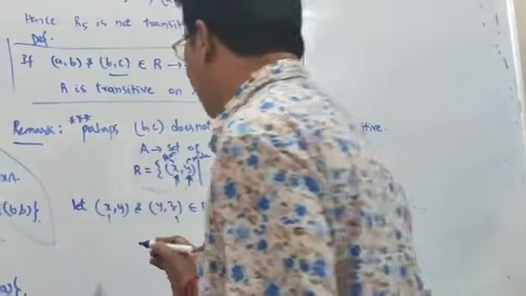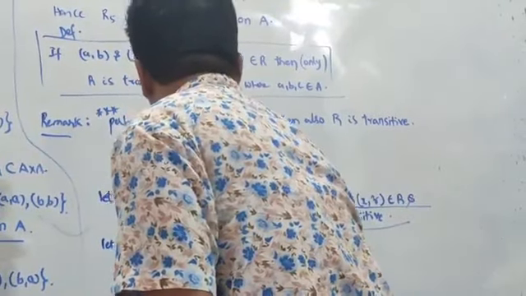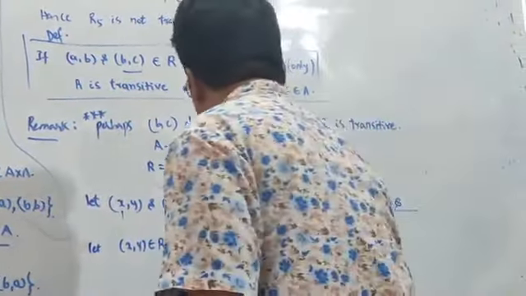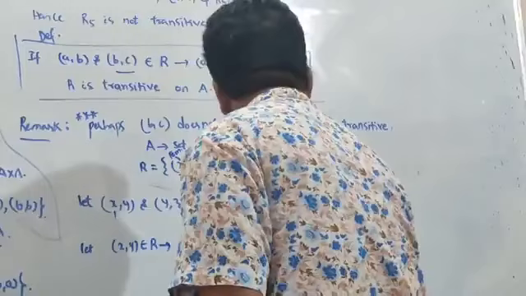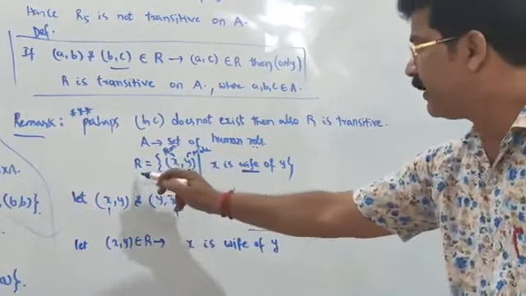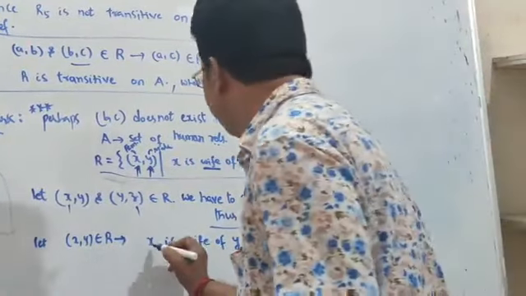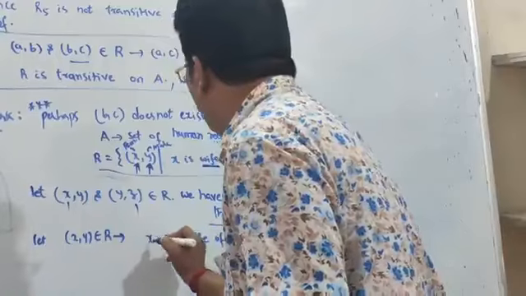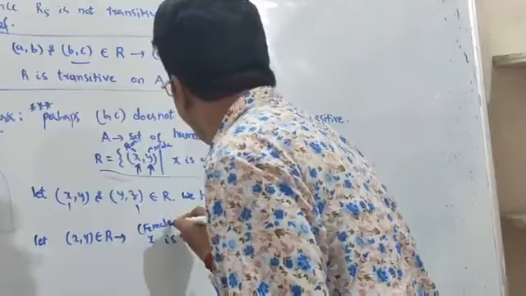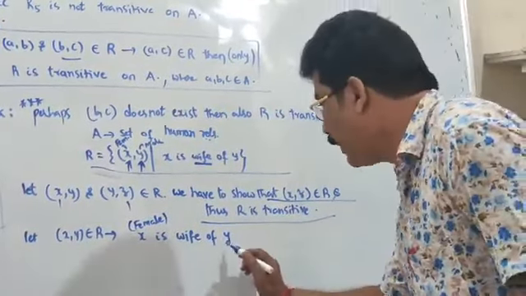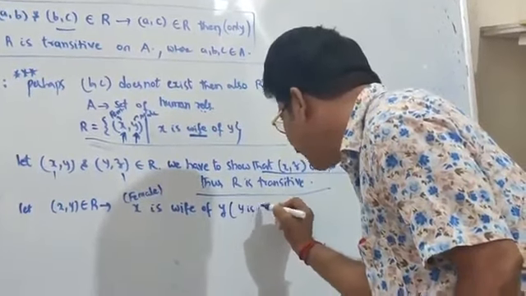One minute. So let X comma Y belong to capital R. What does it mean? According to the given condition, X is wife of Y. X is wife of Y means X is a female. Next, Y is what? Husband. Husband means male. Y is male.